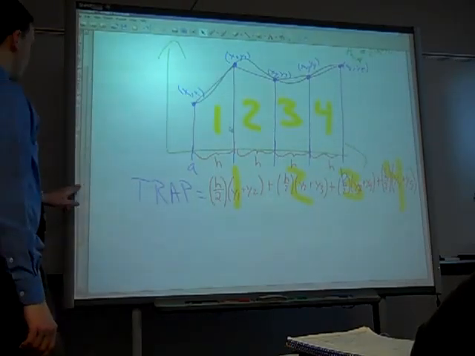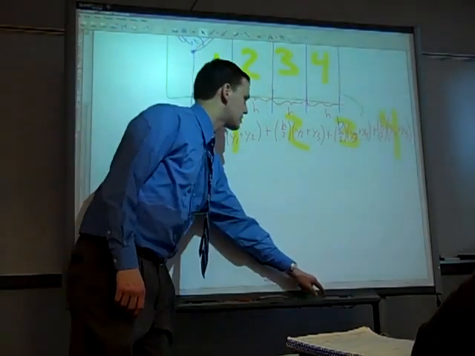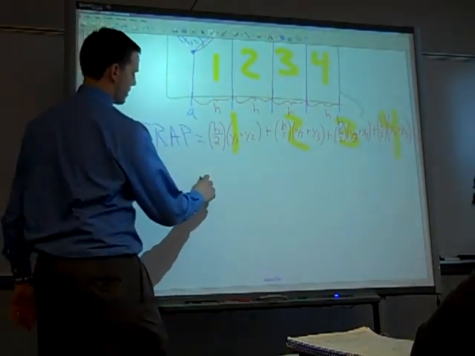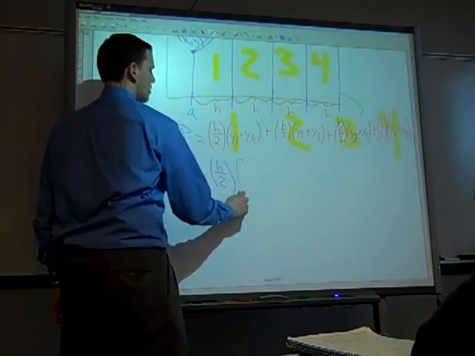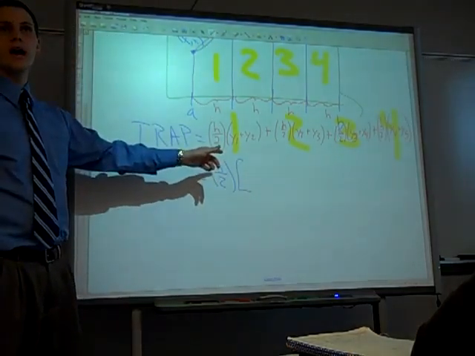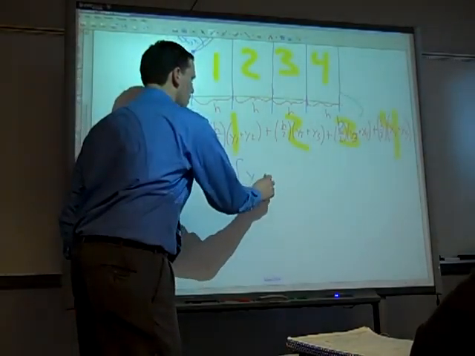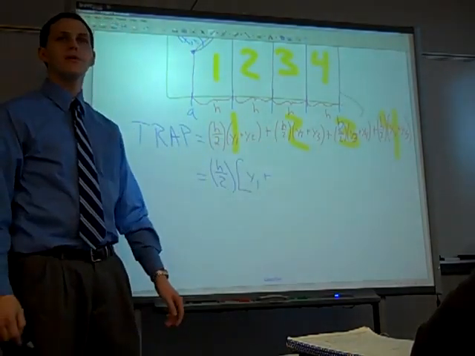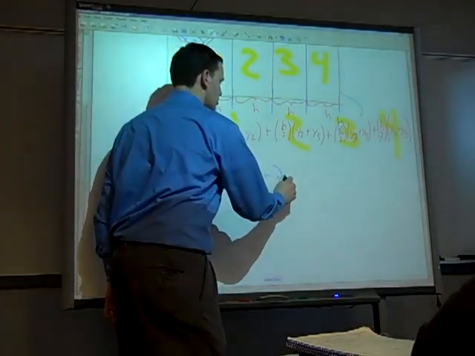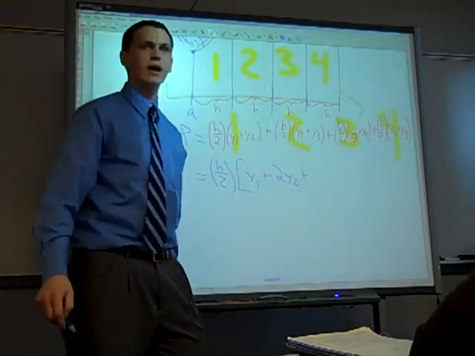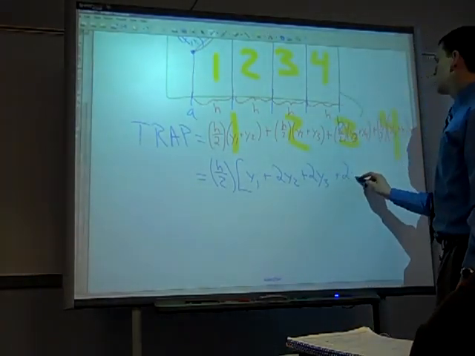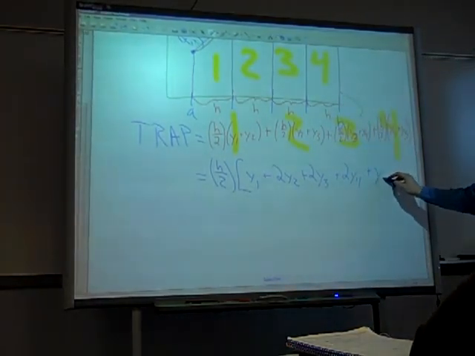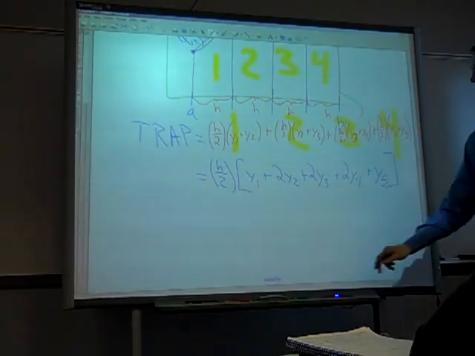So now I'm going to do something a little fancy. It's not that fancy, but it's a little fancy. I'm going to factor out an h over 2. And then what we have is a y1. And then how many y2s do we have? 2 of them. So we'll write 2y2. How many y3s do we have? 2 of them, so that's 2y3, 2y4, plus 1y5.